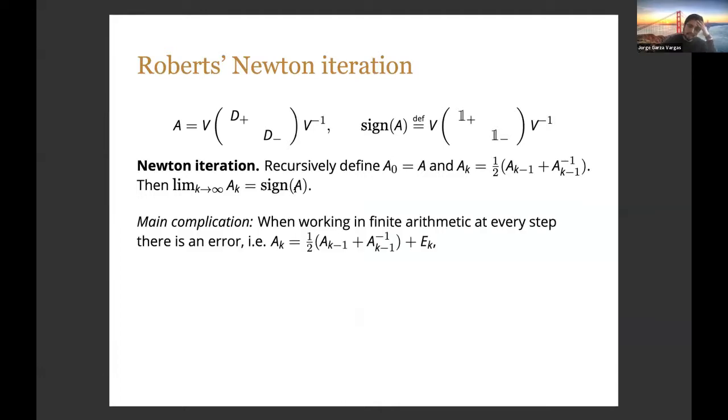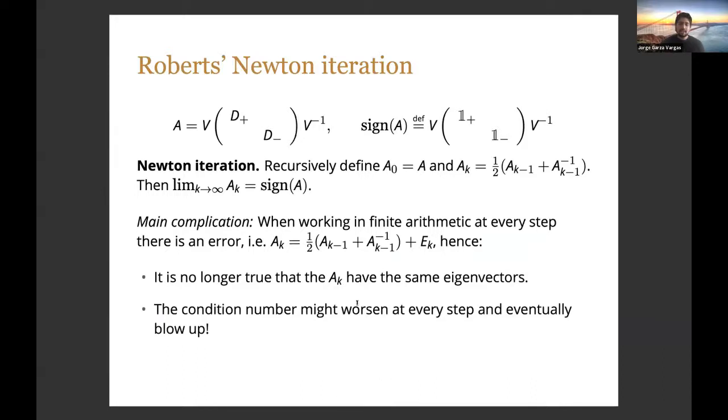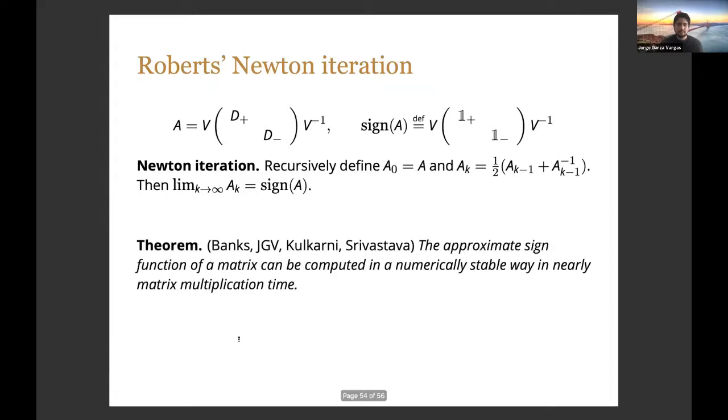But the real complication in finite arithmetic is that an error is introduced at every step. Hence, it's no longer true that the eigenvectors of all the A_k are the same. And moreover, the conditioning of the A_k might worsen at every step because of this error, leading to the conditioning eventually blowing up, or maybe leading you to some A_k with very unstable eigenvalues such that one of them jumps from the right side to the left side of the complex plane. And you get, of course, an inaccurate output if this happens.